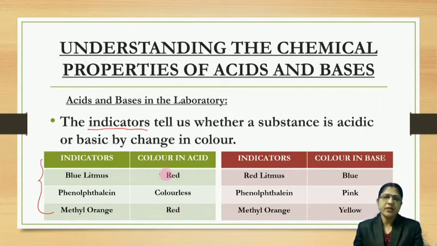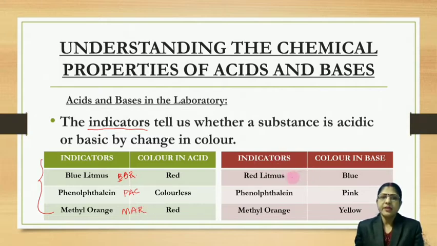How can you remember these things? Blue litmus: BAR, I told you in the last session. BAR means blue litmus in acid turns red, and phenolphthalein is colorless in acid, PHC. Then methyl orange: in acid, methyl orange is red.